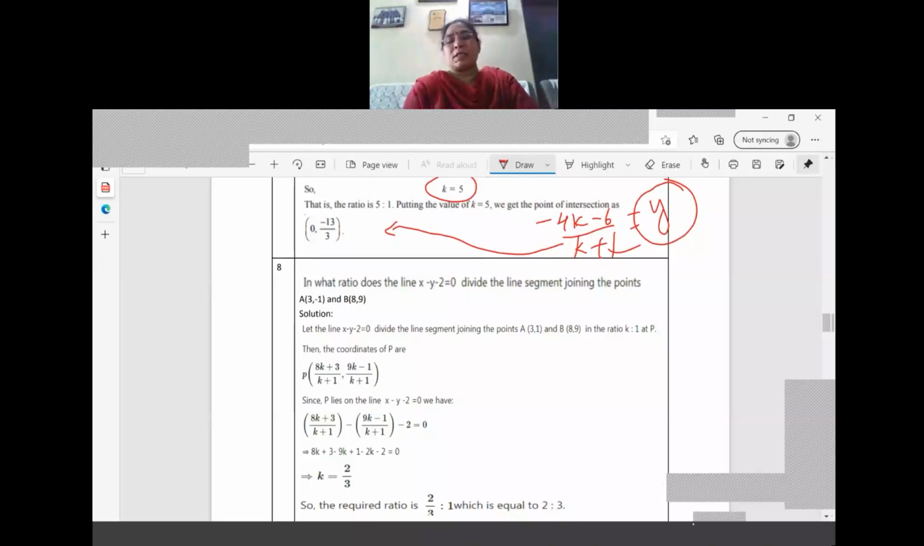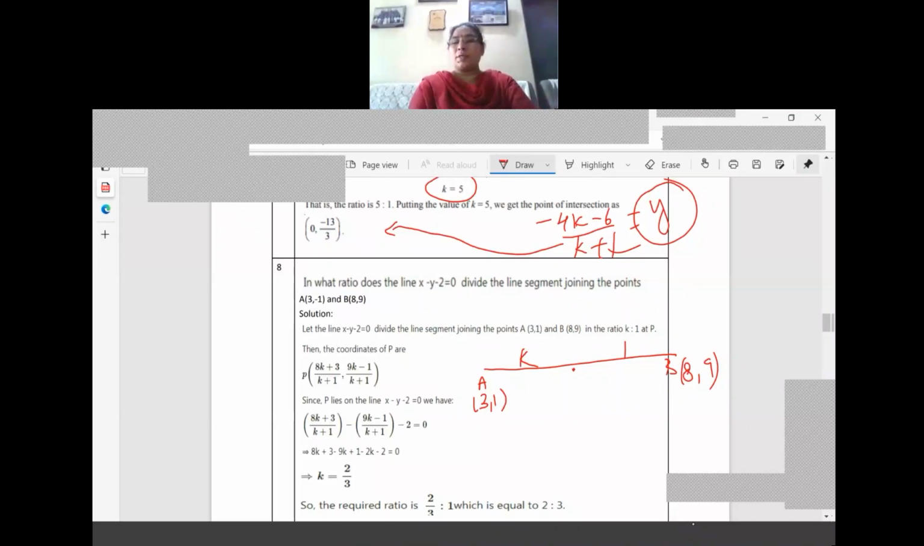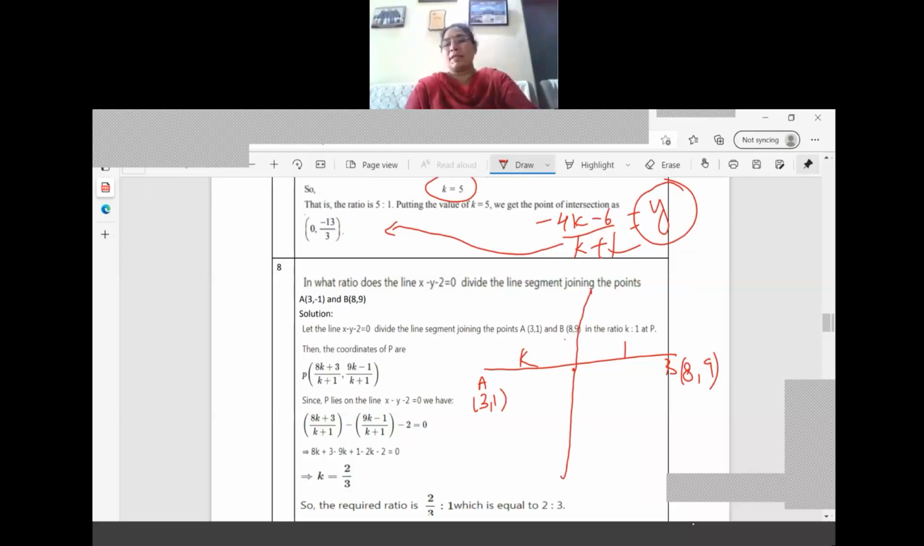So here what is the change? First we have the points A(3, 1) and B(8, 9). Now the ratio we don't know, so we are taking the ratio as k is to 1. Now the line divides the line segment joining the points. That means a line is passing through this one. This line is dividing the line segment in the ratio k is to 1, right? So this line has the equation x minus y minus 2 equal to 0.